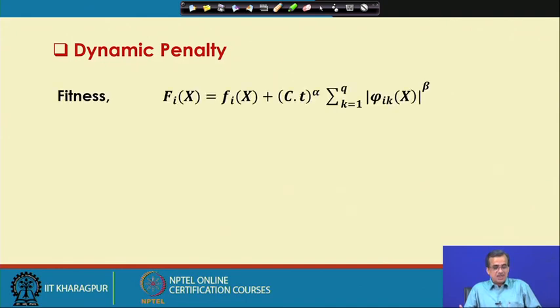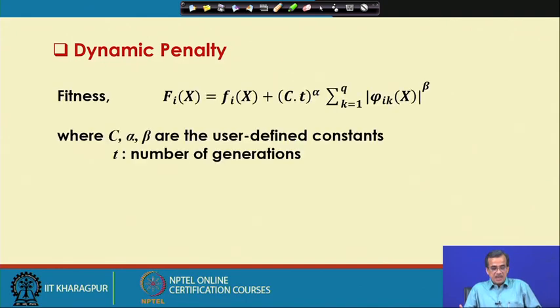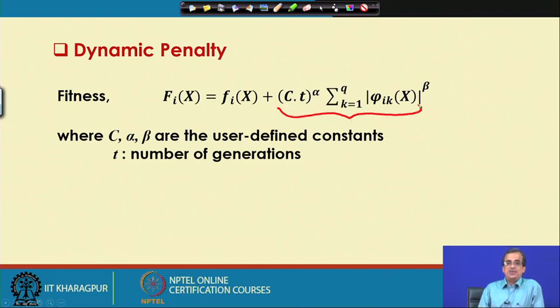Then comes the concept of the dynamic penalty. Here, this penalty term is going to vary with the number of iterations. Let us see how it works. Capital F i x is the modified fitness, that is nothing but small f i x, the original fitness, plus C t raised to the power alpha multiplied by summation k equals 1 to q of mod value phi i k x raised to the power beta.